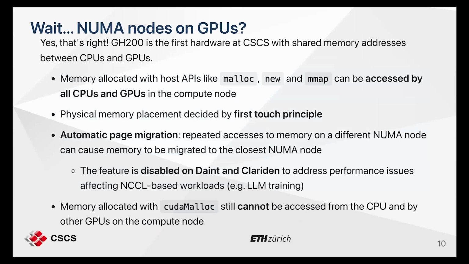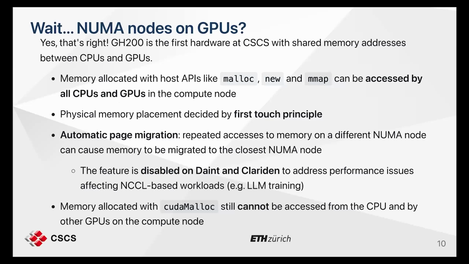What's important to remember when you develop your code or work with GH200 is that memory allocated with host APIs can be accessed by all CPUs and GPUs in the compute node. Physical memory placement is decided by the first touch principle, which means that if you allocate memory but then write with CPU threads only, this memory will be allocated on the host memory. Otherwise, if you do some kind of CUDA memset, we'll see some examples later on, then it will be allocated on the GPU memory.